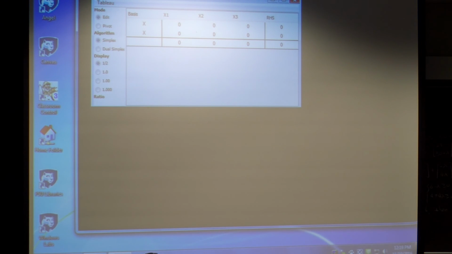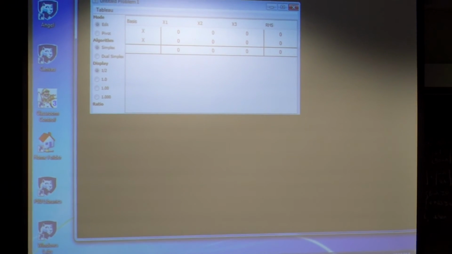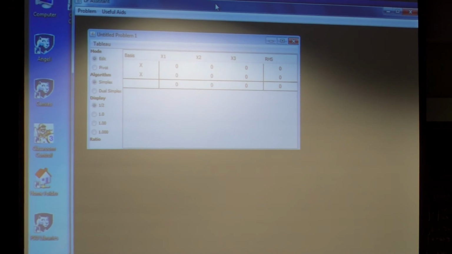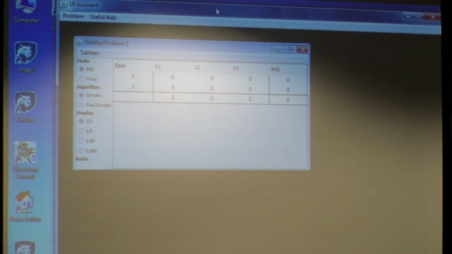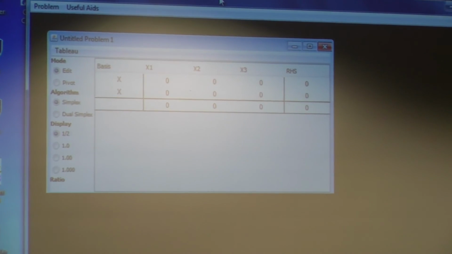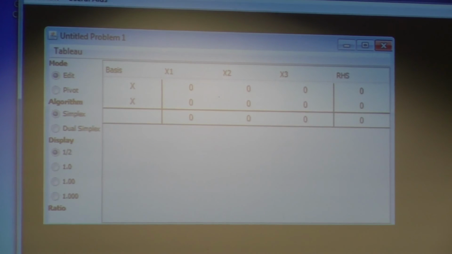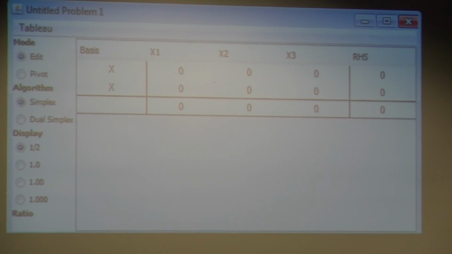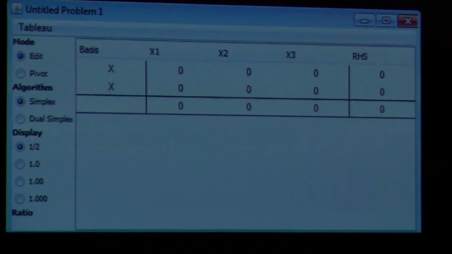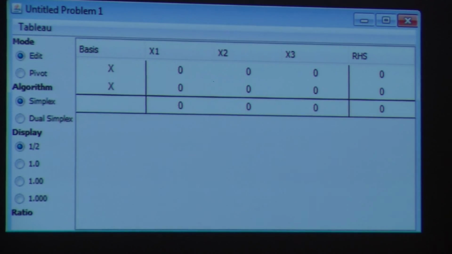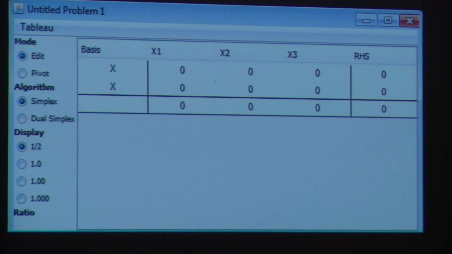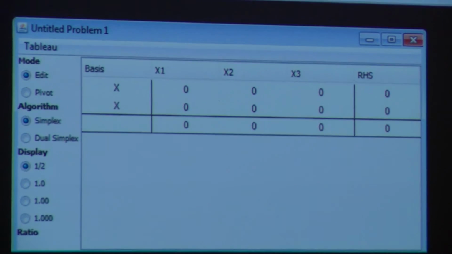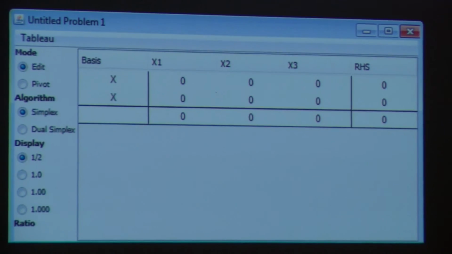All right. Okay, so that's the LP Assistant. I think, is it big enough? Can we see? Why is there a spotlight on the screen? I'll dim the lights a bit so we can see more clearly. So, is it big enough? Yeah, I think that's okay. Okay, so let's put in.